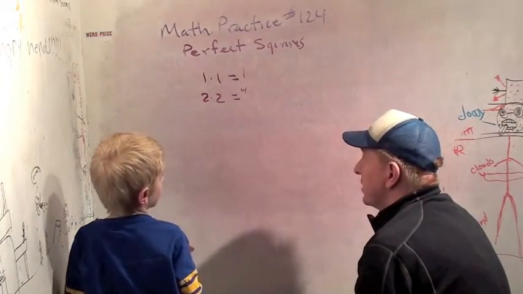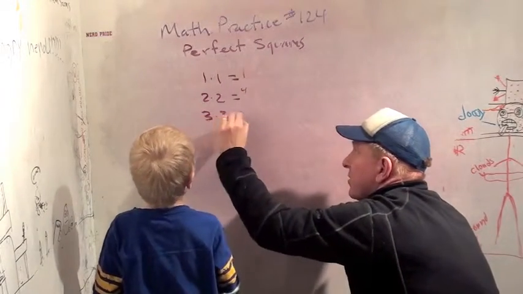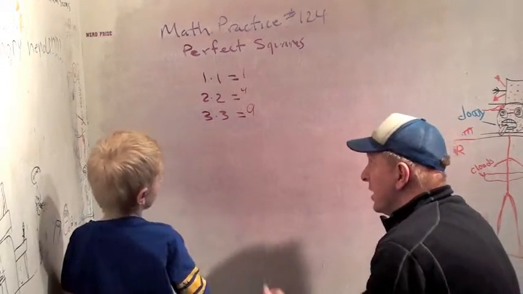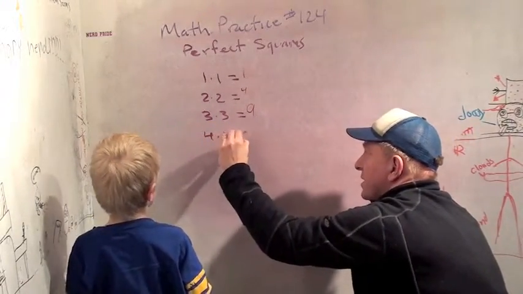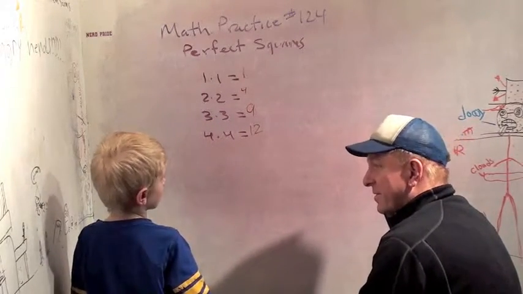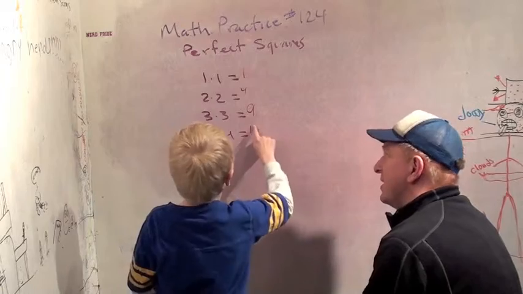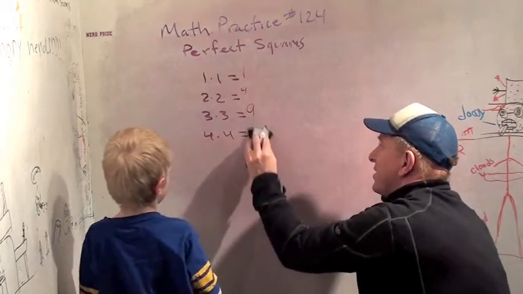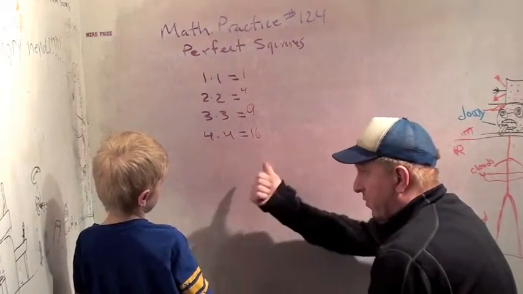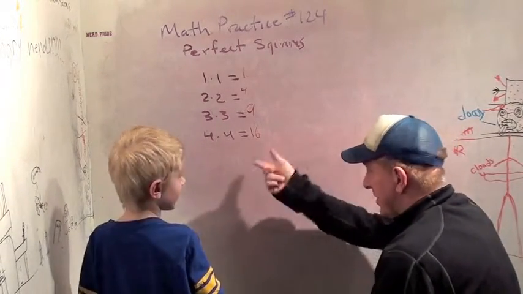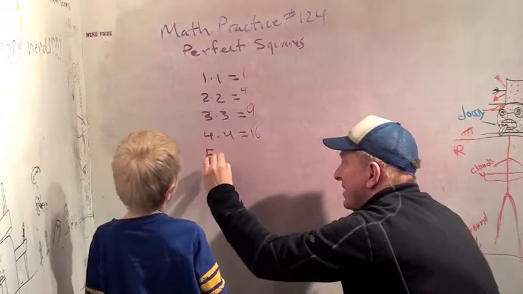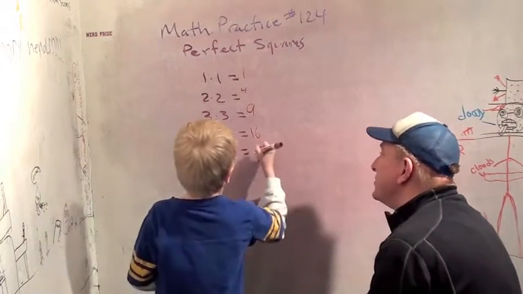4. Can you write a little bit bigger? 3 times 3 is? Try to write the same size I'm writing. 9. Good job. 4 times 4 is? 12. Are you sure? 16. 4 times 4 is 16, because 4, 8, 12, 16. Okay, there we go. 5 times 5? You gave it away. I gave it away, shoot.